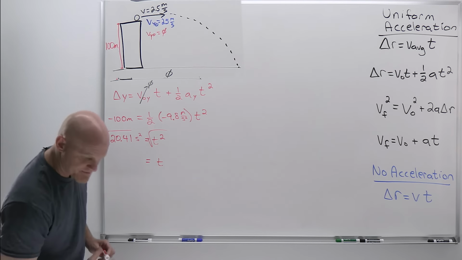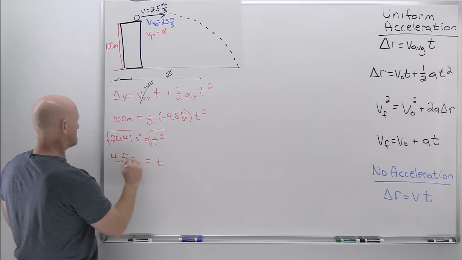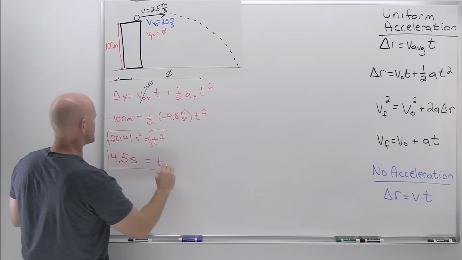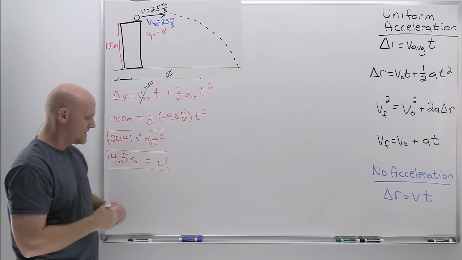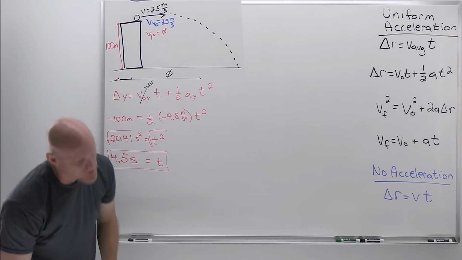And we're going to get 4.52 seconds, which in this case is going to round to 4.5 seconds. Okay, first question is answered. Second question is, how far from the building does the stone hit the ground?